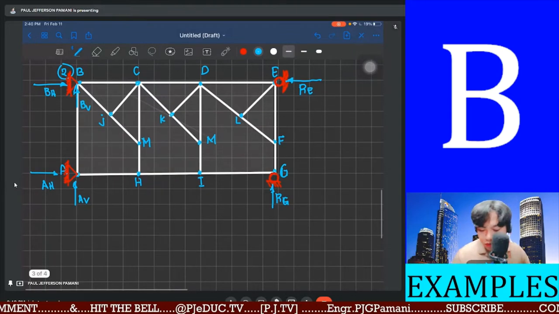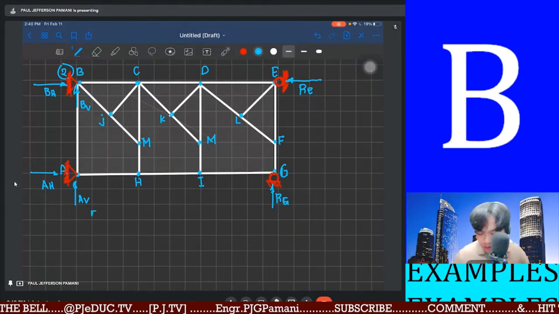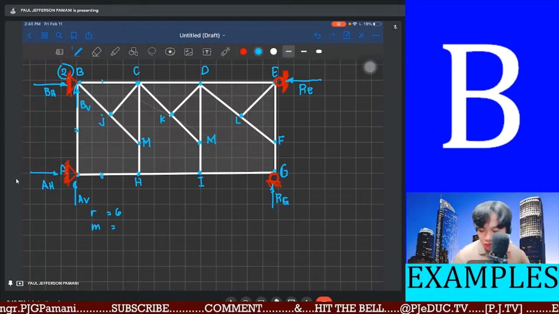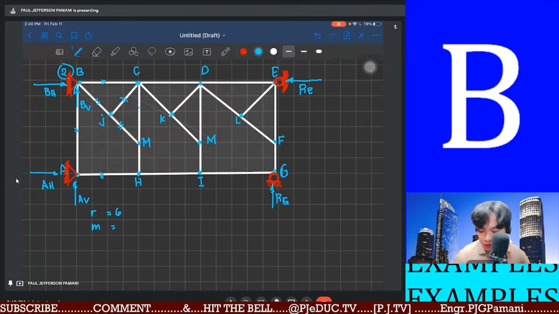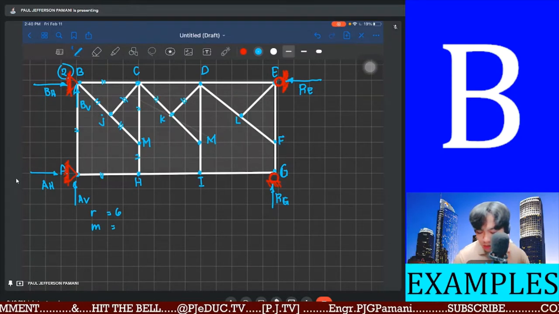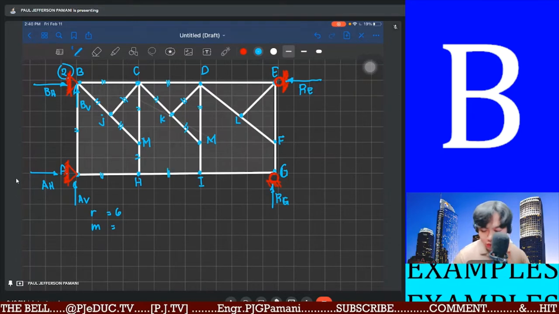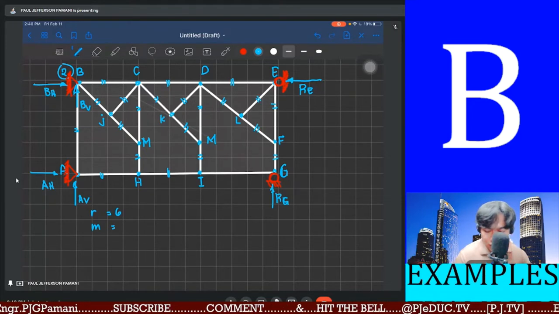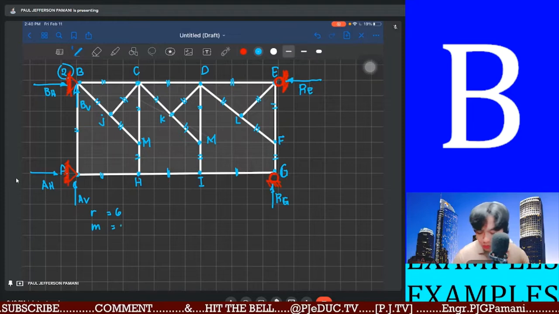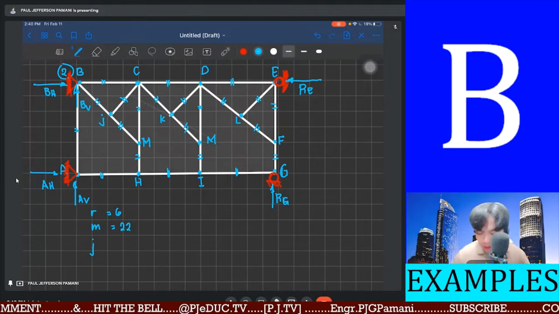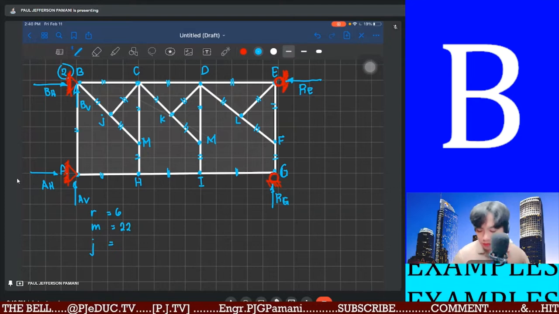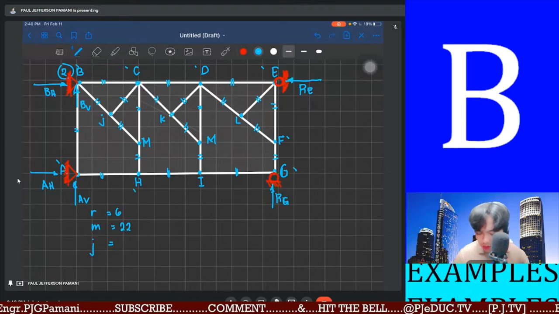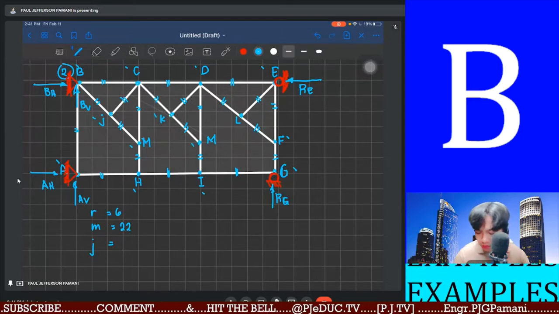Okay, number of reactions, we have 2, 4, and 6. Number of members. We have 1, 2, 3, 4, 5, 6, 7, 8, 9, 10, 11, 12, 13, 14, 15, 16, 17, 18, 19, 20, 21, 22. So we have 22 members. How about the number of joints? We have 1, 2, 3, 4, 5, 6, 7, 8, 9, 10, 11, 12, 13, 14, 15.